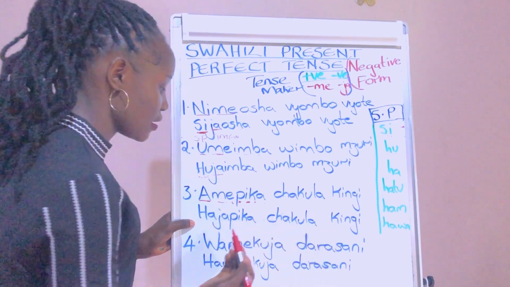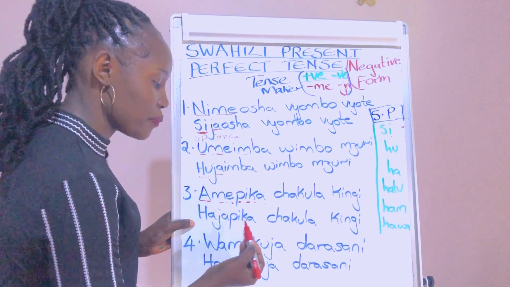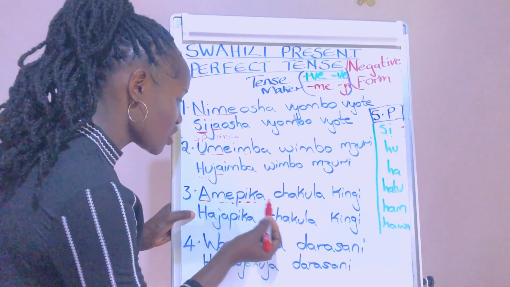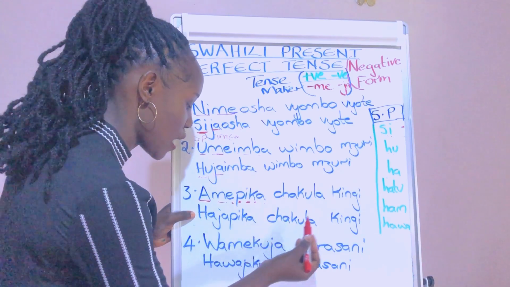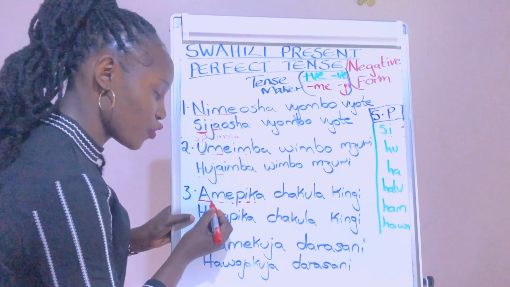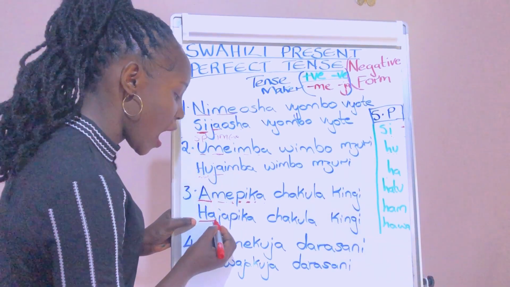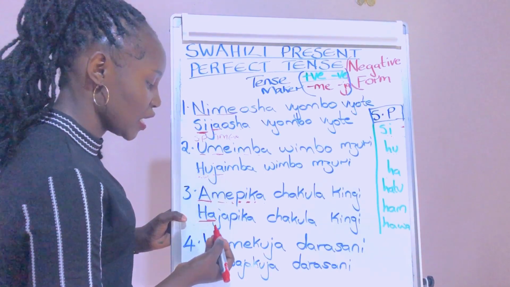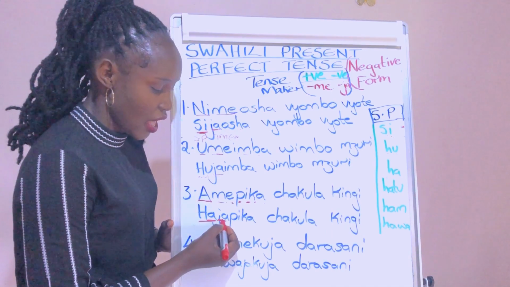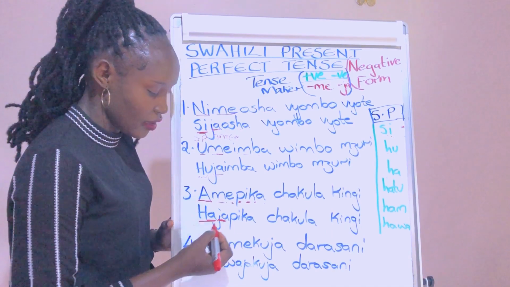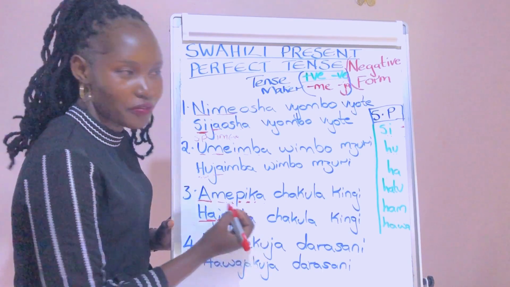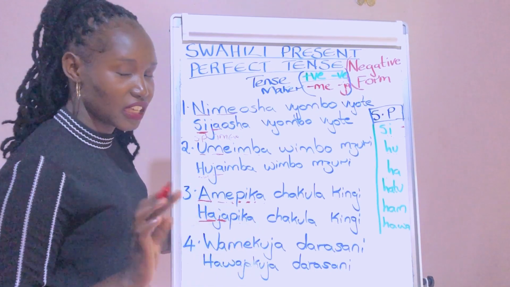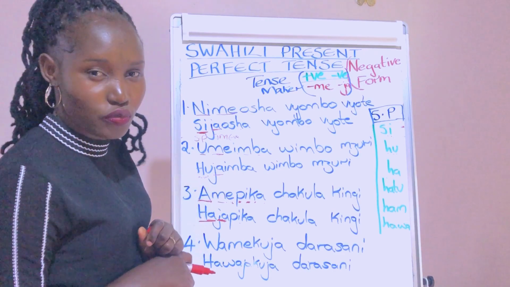Hajapika chakula kingi. Amepika, hajapika. Amepika chakula kingi. Hajapika chakula kingi. So our a subject prefix in negative form changes to ha. And then me, which is the tense marker in positive form, in negative form is ja. Haja. And then we add the verb, which here is pika, to mean cook. Hajapika chakula kingi. He or she hasn't cooked a lot of food.